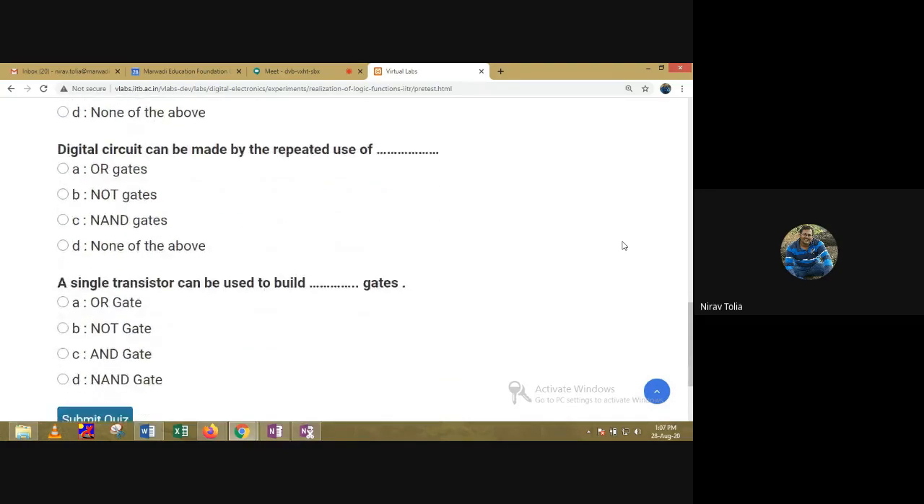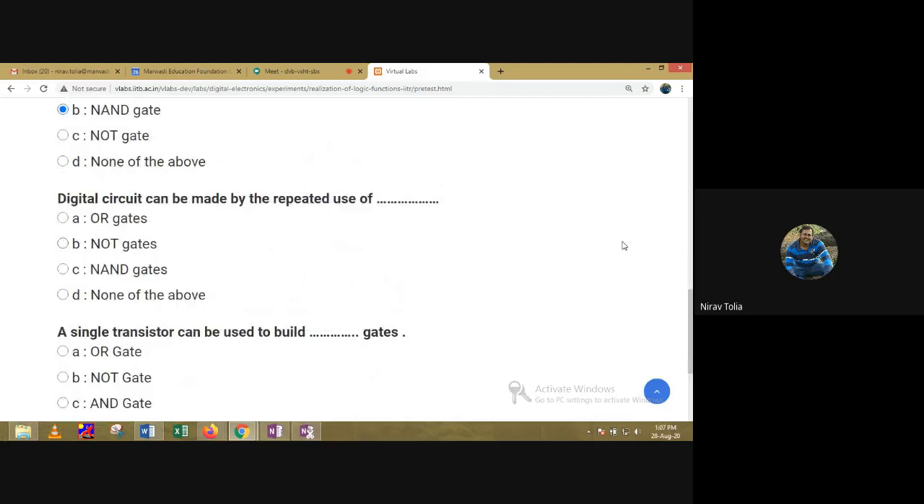Now, a digital circuit can be made by the repeated use of which gates? OR gates, NOT gates, NAND gates, none of the above. Okay, so C.